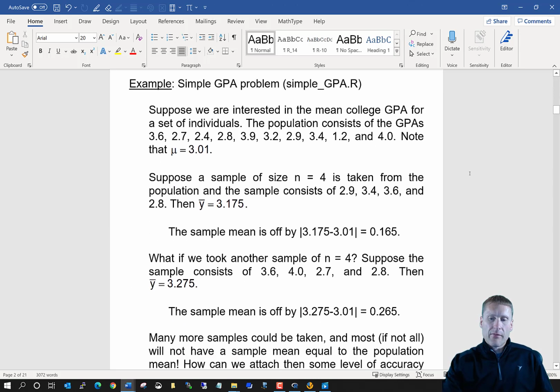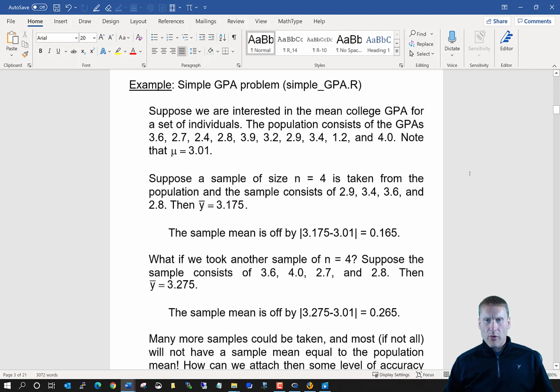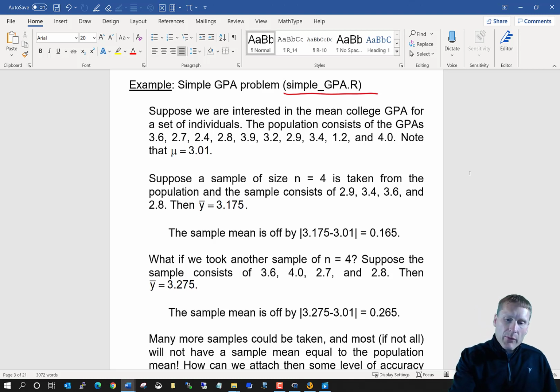Okay, so let's look at a simple problem just to make sure that we can do these calculations. My corresponding R code is in the program simple_GPA.R. So let's say for some reason we have this very small population consisting of, let's see, about 10 different values.